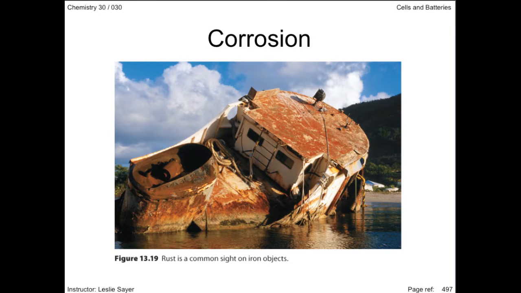Rusting is an example of corrosion. It's a redox reaction of metals with the oxygen in the air. It is generally considered an expensive problem when viewed against prevention, maintenance, and replacement costs.